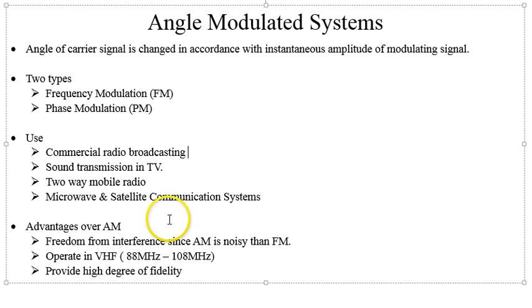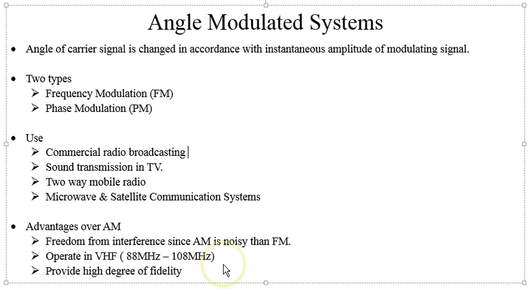Now, advantages over AM. We are trying to find what the advantages are over the linear modulation schemes for these modulation schemes. First is freedom from interference, since AM is noisier than FM. We have observed that the interference due to noise and the neighboring channels is considerably reduced in the case of frequency modulation. So that's why we say that AM is more noisy, but the cost of these systems is definitely high.